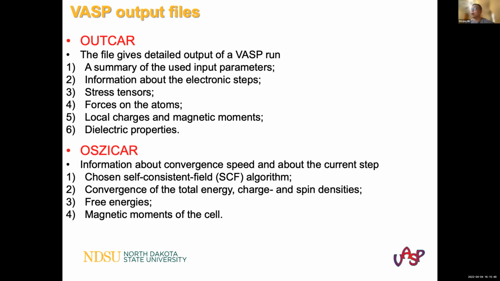The OUTCAR file gives the detailed output of VASP. It includes the summary of the used input parameters, information about the electronic steps, stress tensors, forces, local charges, magnetic moments, and dielectric properties. The OSZICAR file has information about the convergence speed and the current step, including the chosen self-consistent field algorithm, convergence of the total energy, charge and spin densities, free energies, and magnetic moments of the cell.